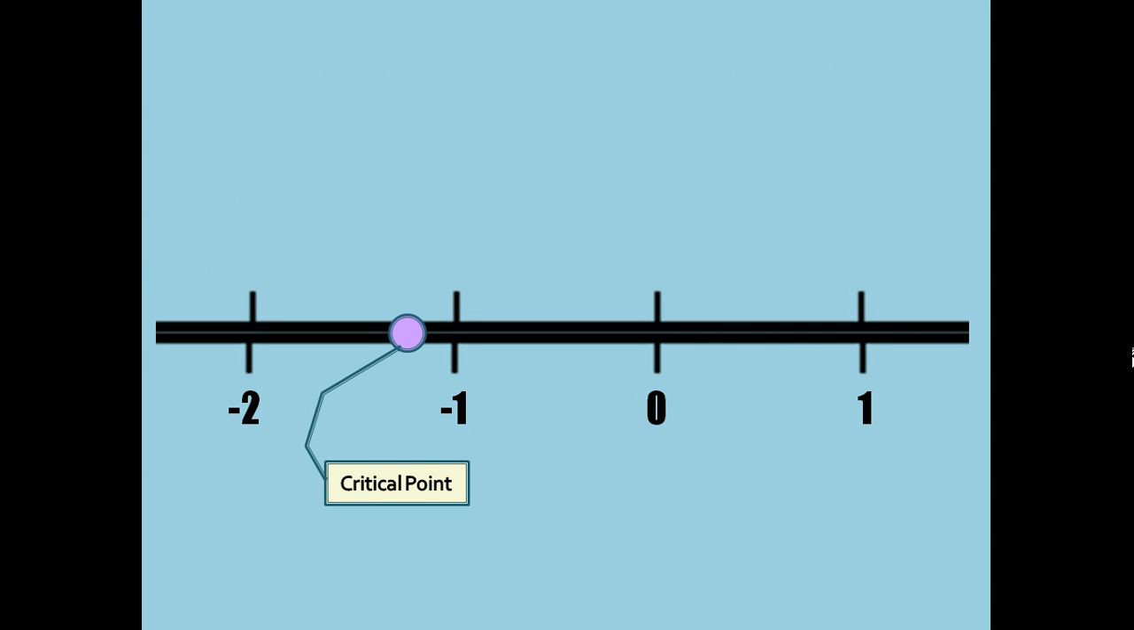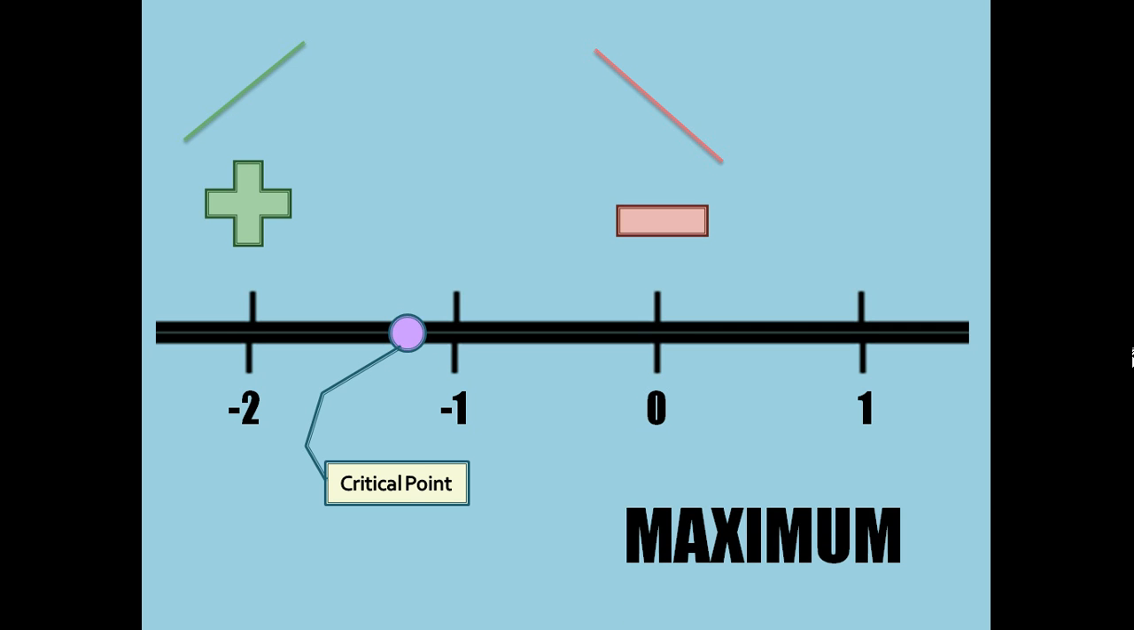Right here we have our critical point at about negative 1.2. We know it's positive to the left of it, which means the function has a positive slope before the critical point. And we know it's negative after the critical point, which means the function has a negative slope. Now you can imagine if you were to connect these two lines and make them into a curve, it would look like a maximum point. And that's what it is. That's what the first derivative test does. So we know that at the critical point negative 1.2, there's a maximum.